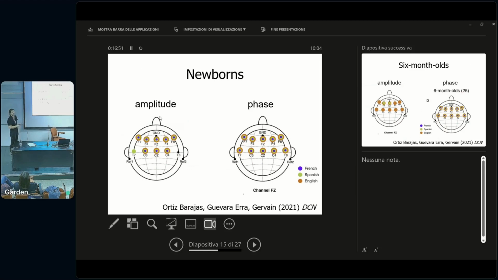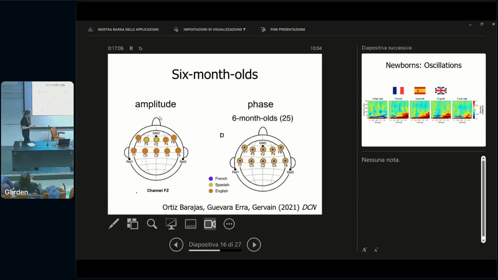Essentially what you can see is that newborns track everything. It doesn't matter what the language is. There's no advantage for French, or maybe for French and Spanish, nothing. They just track everything, both in amplitude and in phase. That's great. In a certain sense, we were happy with that and not so surprised. We got very surprised with the 6-month-old results.